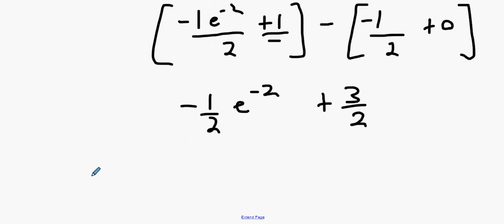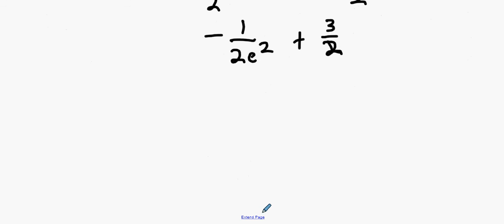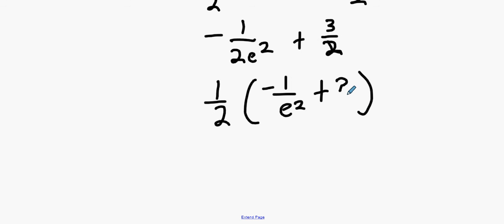Yeah, I know what they did now. Alright, get this. 1 over, what can I do with this power here? What is e to the minus 2? 1 over e squared. So it's 1 over 2e squared, is that right? And that's plus 3 over 2. What can I factorise out of both of these? I can take out a half, and what's left over? Minus 1 over e squared plus 3. Is that okay? Alright, tough going there.